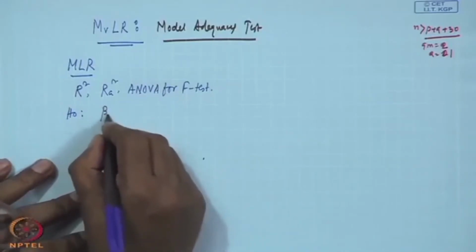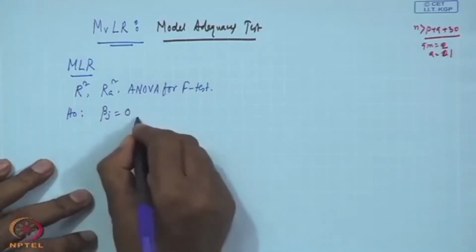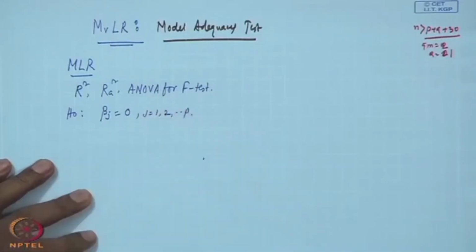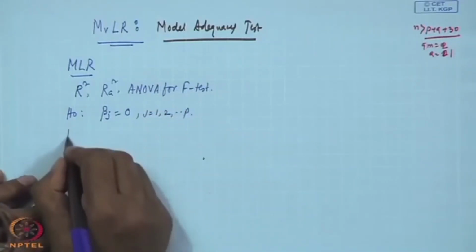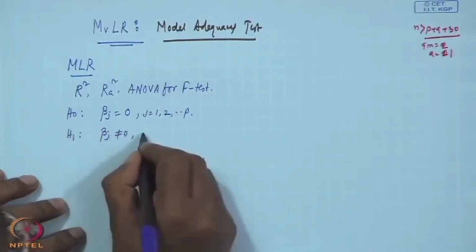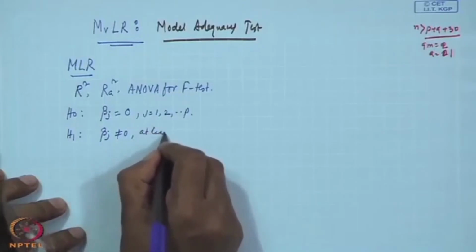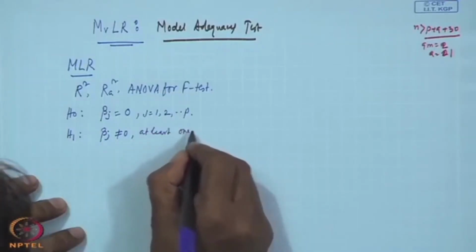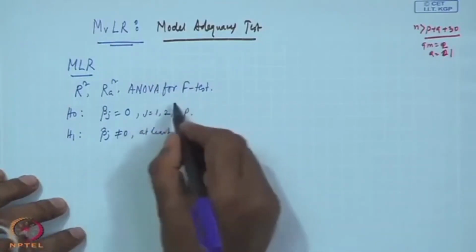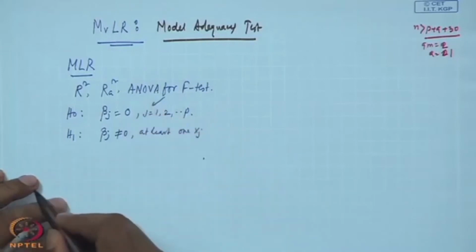That hypothesis is beta j equal to 0 for all j equal to 1 to p, and we created the alternate hypothesis that beta j not equal to 0 for at least one xj. That was the hypothesis we have tested, and we have used this ANOVA table like this.